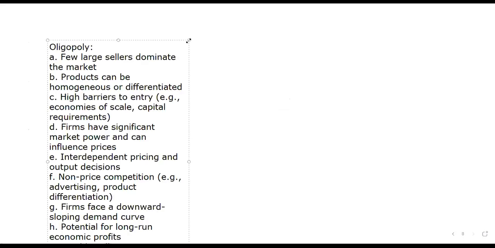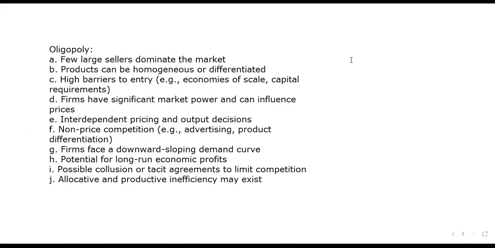The characteristics of oligopoly are as follows. There are few large sellers that dominate the market. The products can be homogeneous or differentiated. There are high barriers to entry. The firms have significant market power, which can influence other firms. There are interdependent pricing decisions. There is non-price competition. The firms have a downward kinked demand curve. There is potential in the long run to make economic or even abnormal profits. Possible collusion, product agreement, or limited competition, and allocative and productive inefficiency.